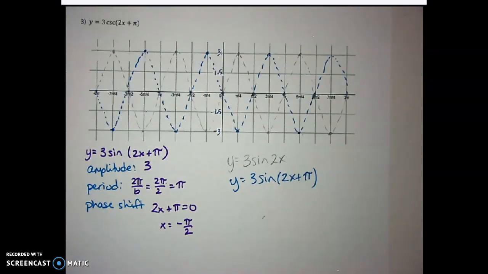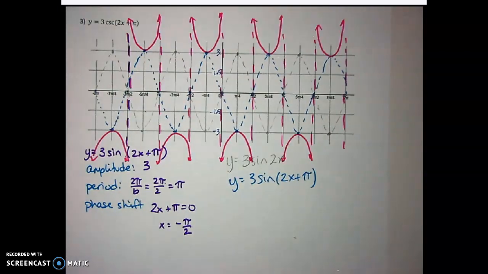Now there in the blue dashed, you can see I have the full sine y equals 3 times the sine of 2x plus pi graphed. Now we need to draw in the asymptotes and sketch in the cosecant curve using the peaks and valleys and asymptotes. And there, that pink graph is the final cosecant graph. Y equals 3 times the cosecant of 2x plus pi.